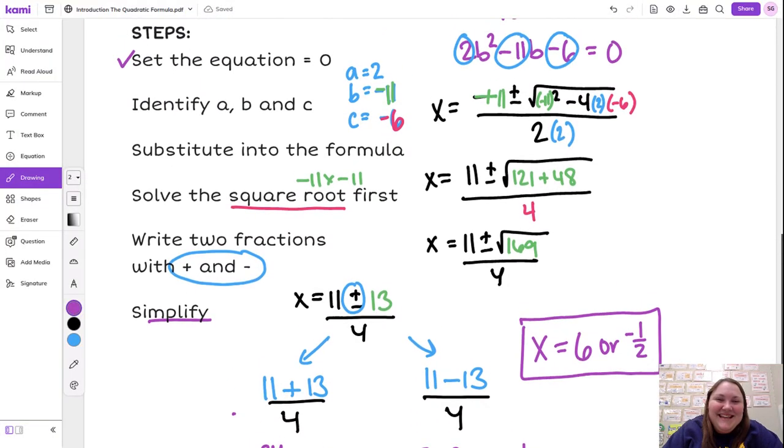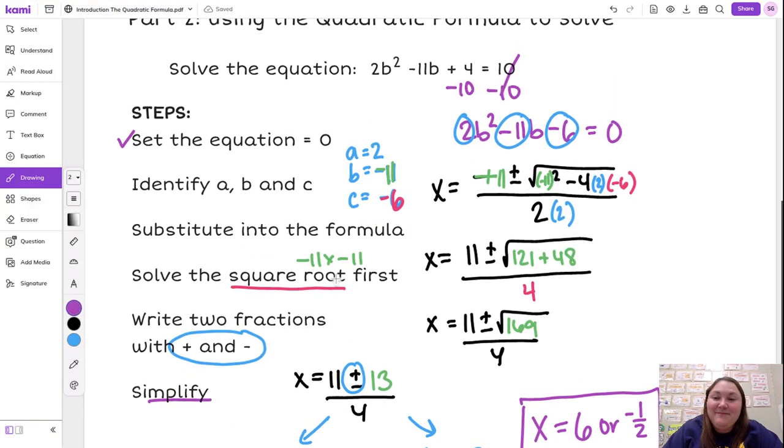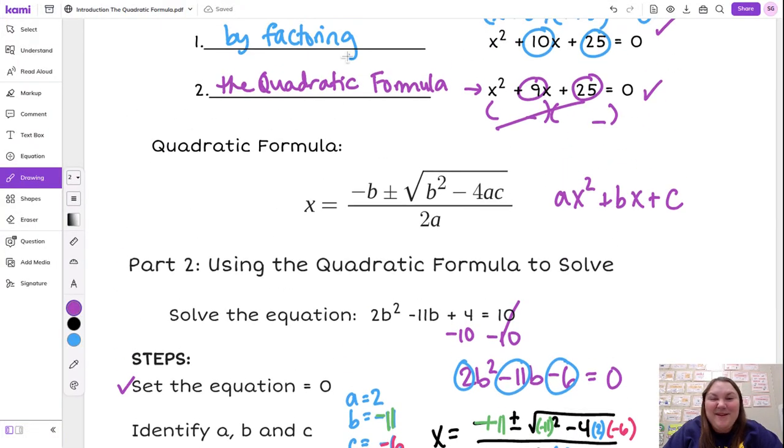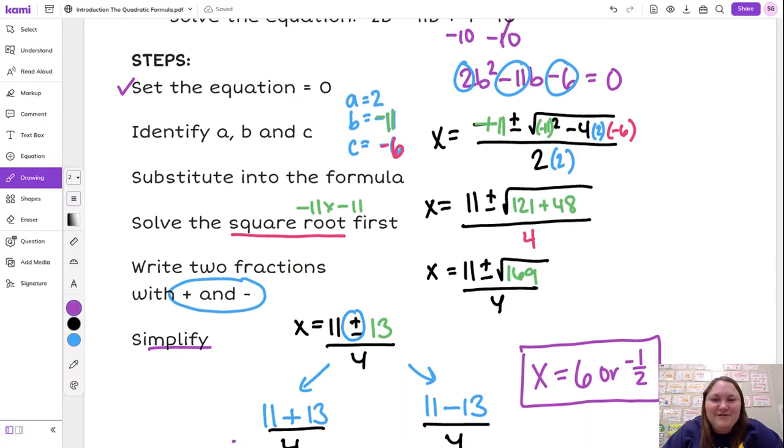The plan for today is to do a lot of practice using this quadratic formula. You have the steps right here in your notes. The big idea, though, is if you can't solve something by factoring, we can use quadratic formula. And so this will be really good for those equations that are harder or impossible to factor.